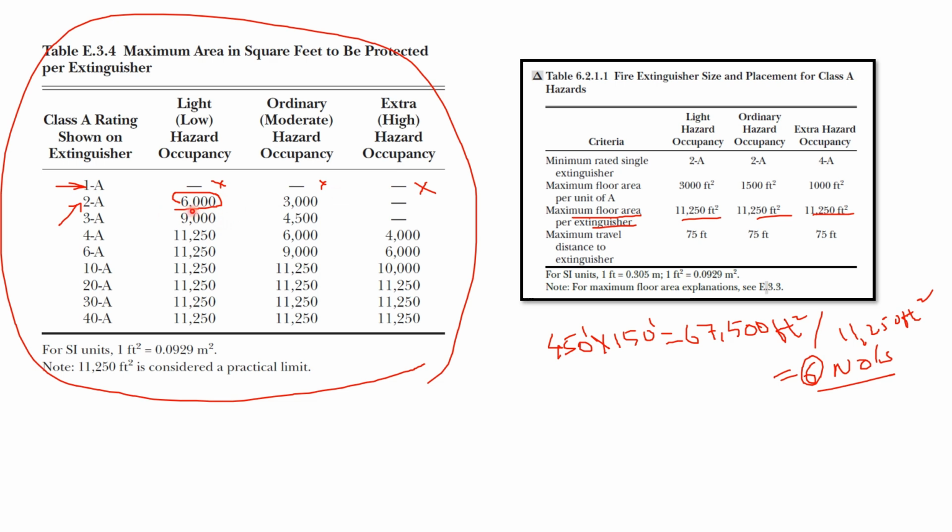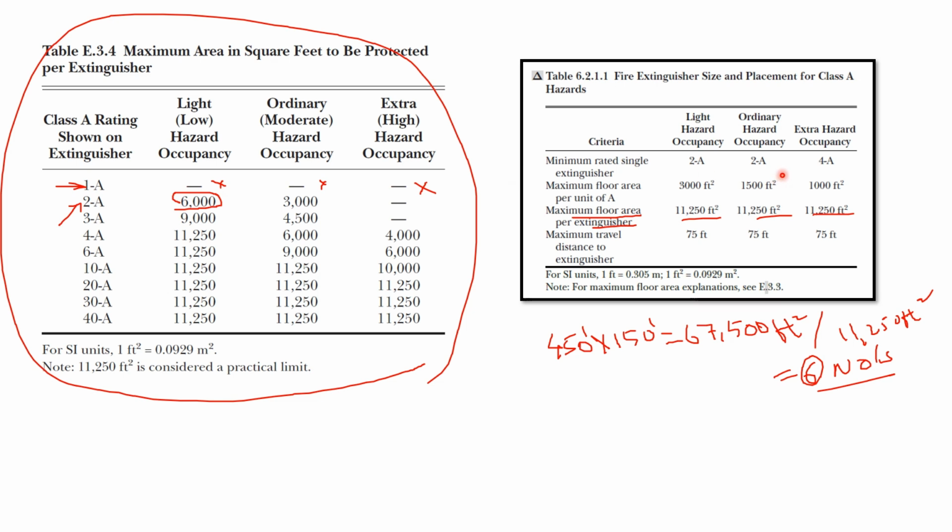So here in this particular table, they mention 6000 square feet for 2A extinguisher maximum area limitation. Here, if you see for ordinary hazard, 1500 square feet per unit of A. So 1500 into 2, how much? 3000. So they have mentioned in this particular table 3000 square feet.